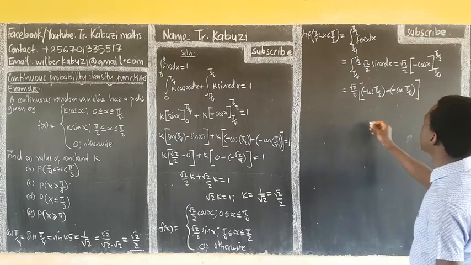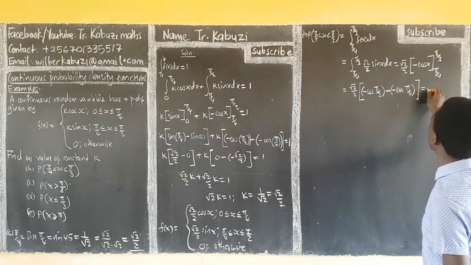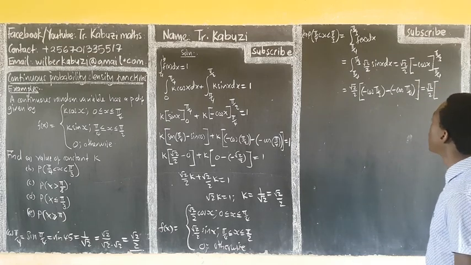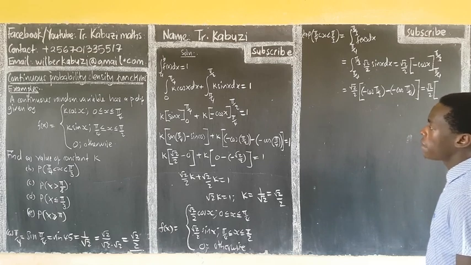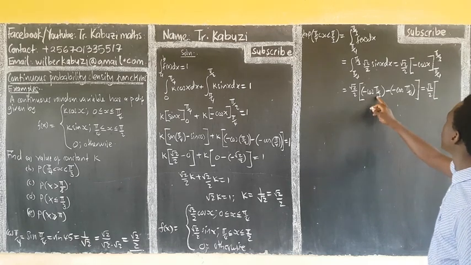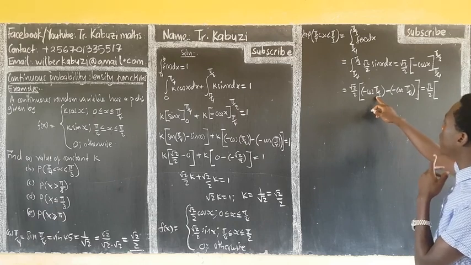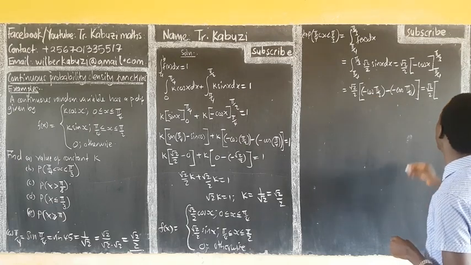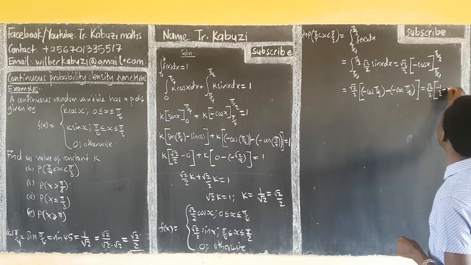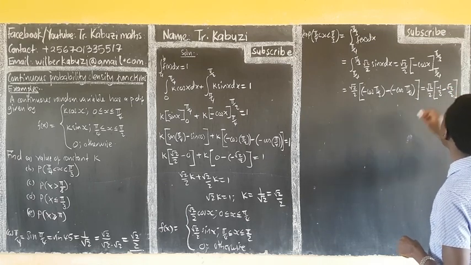We know what the, okay, this will be root 2 over 2 into cos of 45, sorry. Okay, cos of 45, cos of 60 is negative a half, then minus, this one we have seen is root 2 over 2.